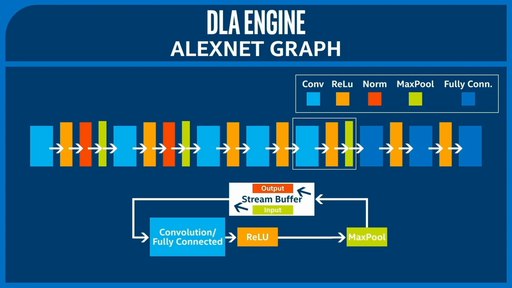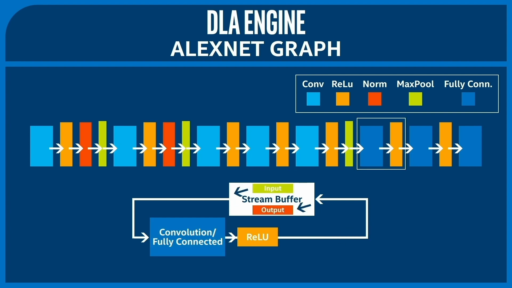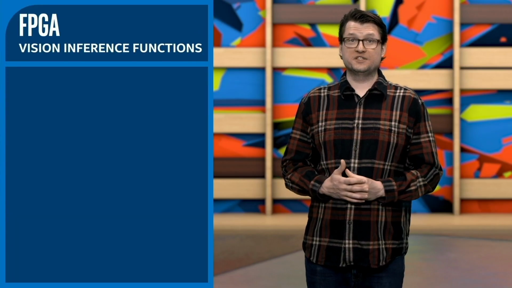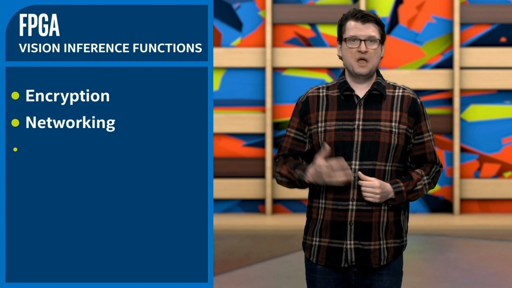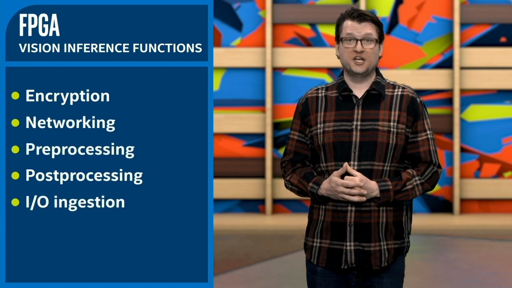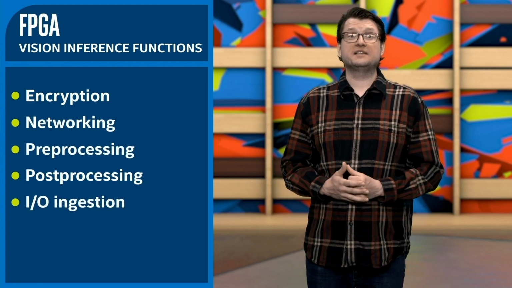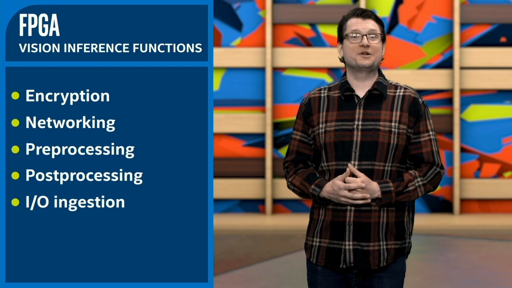The DLA design also highlights the flexibility of an FPGA. We can use the DLA to add new primitives to the topology when needed. We can also tune the DLA to adjust how much on-chip memory and multiplier resources are allocated between the processing elements array and feature map, once again tuning the performance. FPGAs also support complementary functions to vision inference such as encryption, networking, pre- and post-processing, and I/O ingestion. These enhancements provide flexibility to meet new performance and functionality requirements.